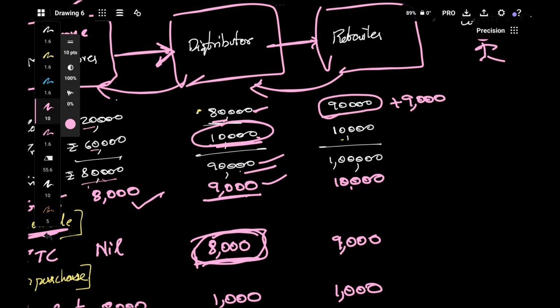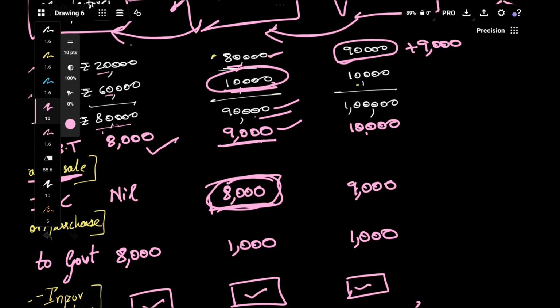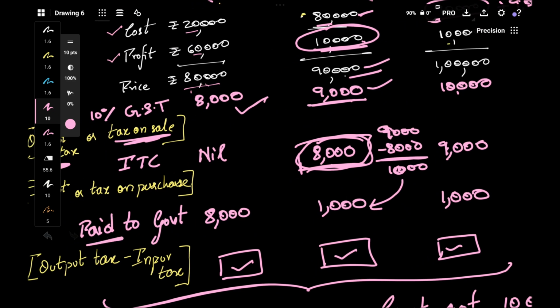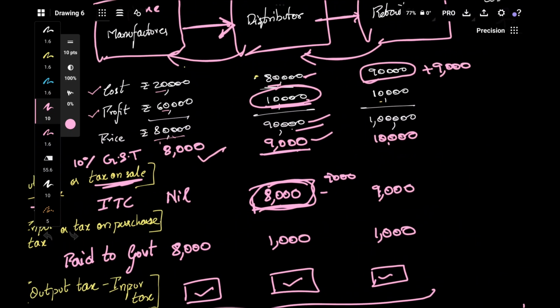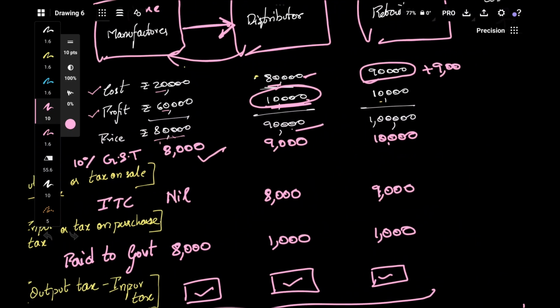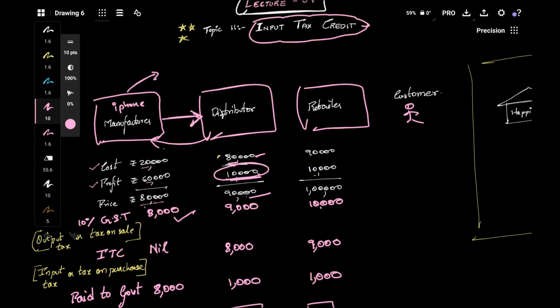He'll deduct whatever tax he has paid earlier, and only the balance amount, that is 9,000 minus 8,000, that is 1,000. So he'll only pay 1,000 to the government. This is the paid to government column. So he'll only pay 1,000 to the government. So that is how GST works. This is one of the major aspects of input tax credit.